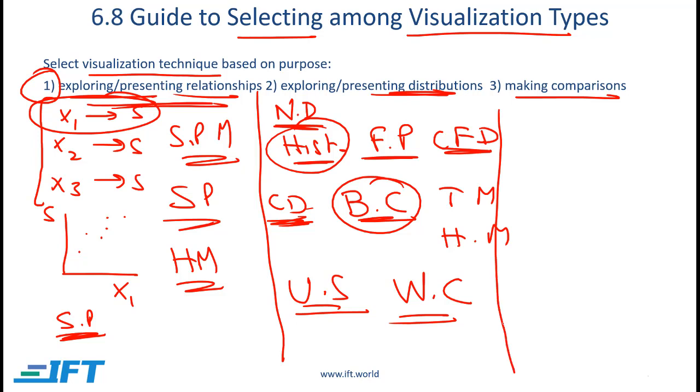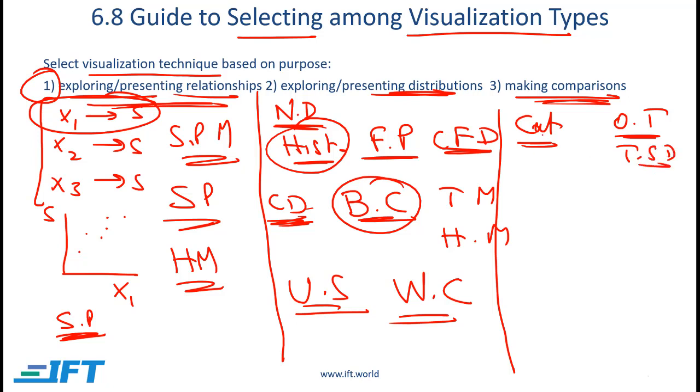Now, the third category is where we want to look at data to make comparisons. If we want to make comparisons, we need to think about whether the comparisons are among categories. So this would basically be cross-sectional data where we are comparing across different categories, or over time, which would mean that we are using time series data.